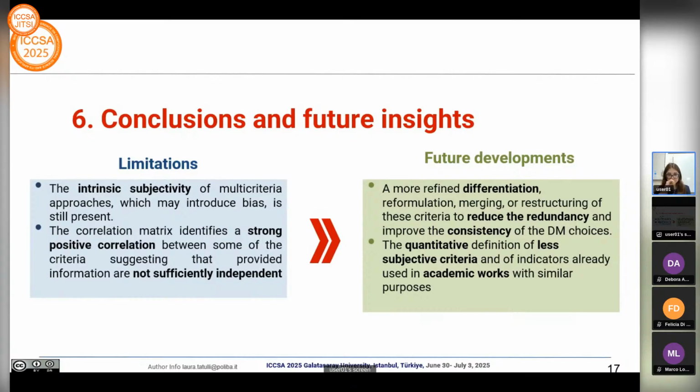And the quantitative definition of less subjective criteria and indicators that can be taken from other academic works with similar purposes.